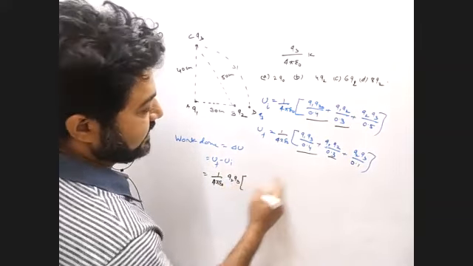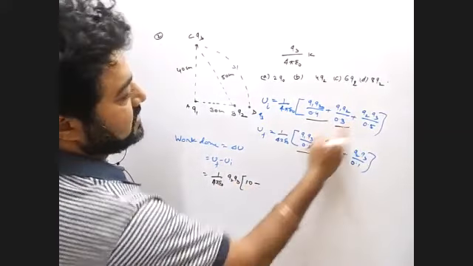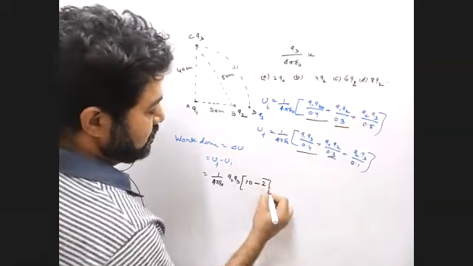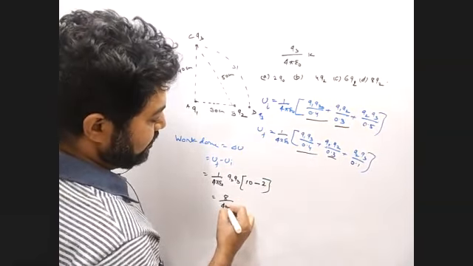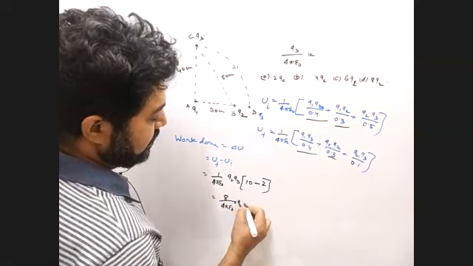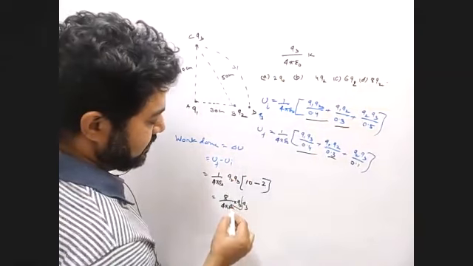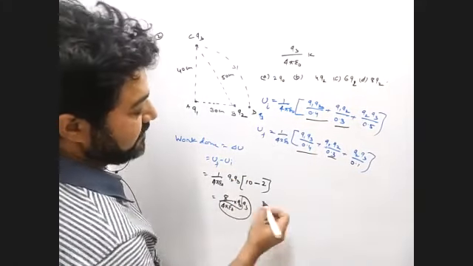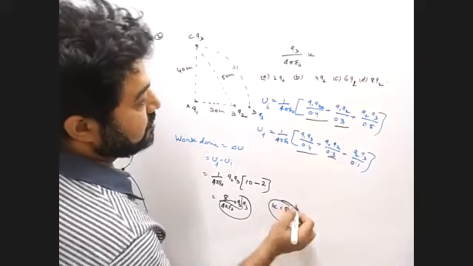Q2, Q3 we can take common. Now 1 by 0.1 is 10 minus 1 by 0.5 is 2. So what you have is 8 by 4 pi epsilon naught Q2, Q3. Now look at this, Q3 by 4 pi epsilon naught. So what is the value of K? K is 8 Q2. So the answer is D.